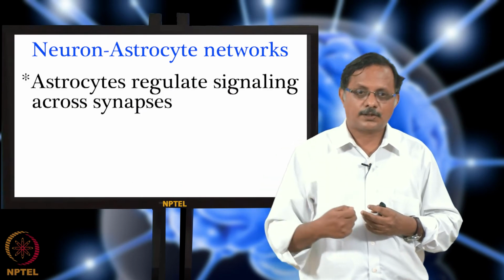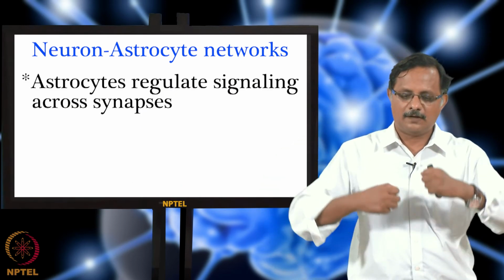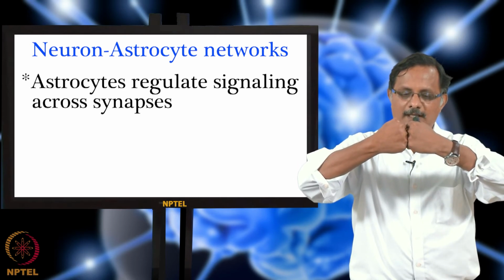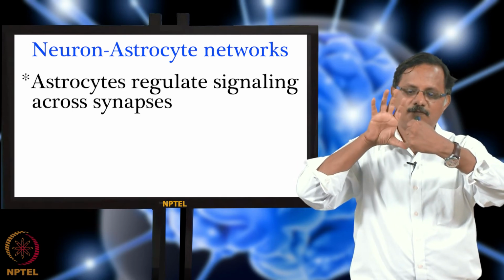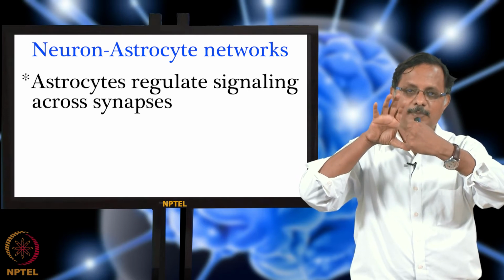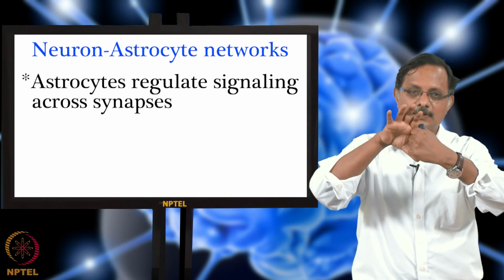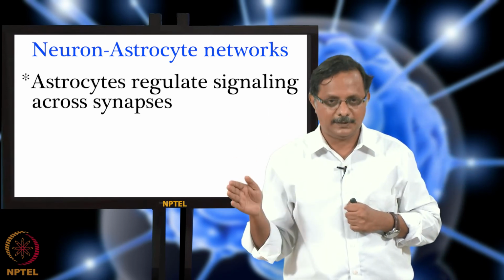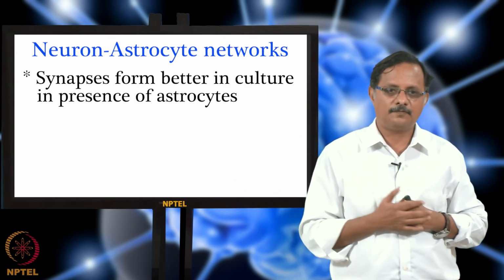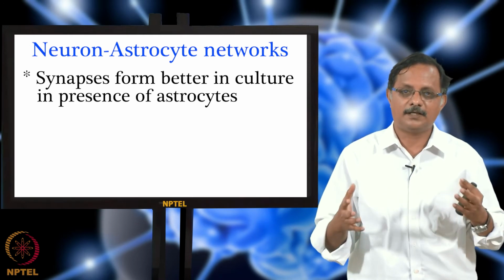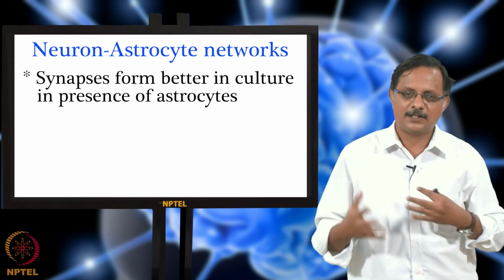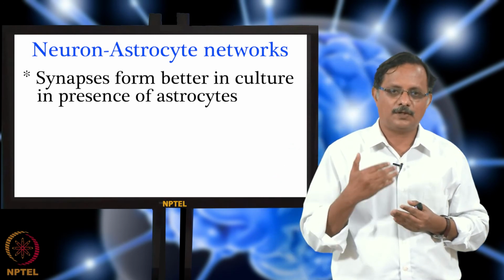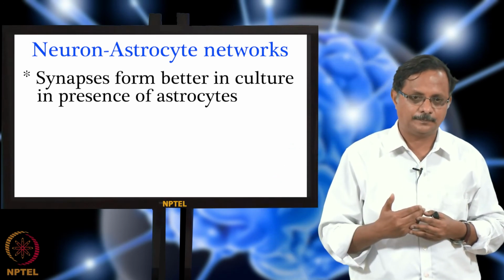So astrocytes also regulate signaling across neurons. Let us say two neurons, neuron A and neuron B, are talking to each other across a synapse. An astrocyte can send its end foot, or what is called the perisynaptic process, to wrap around the synapse and eavesdrop on what neuron A is telling neuron B. Also, it has been found that synapses form better in culture in the presence of astrocytes. So astrocytes are very deeply involved in both the development and function of neurons and neural networks.